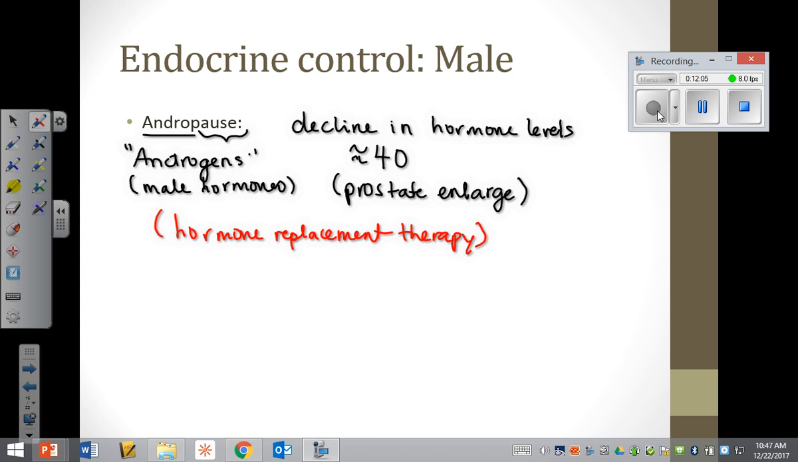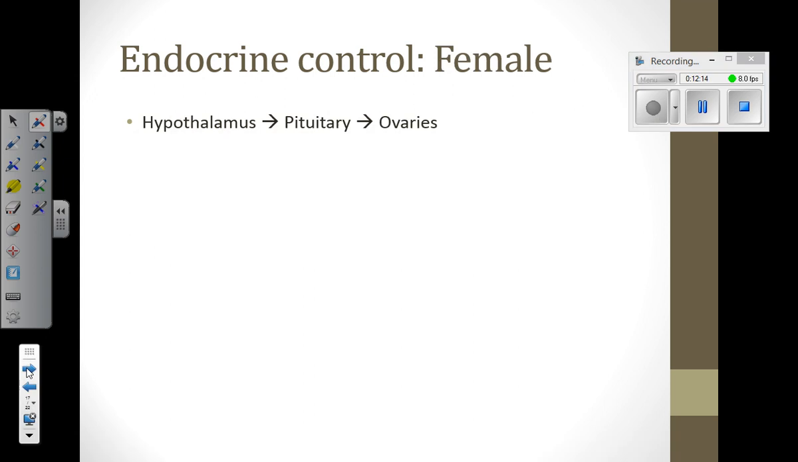Okay. So that is what's going on with males. Now we're going to talk about females, and it's a little bit more involved. The same pathway, or more or less the same pathway, exists for females. We start with the hypothalamus, then on to the pituitary, but this time, instead of stimulating the testes, we stimulate the ovaries, which is the female reproductive structure that's making our gametes. So the same thing that was true for males is true here.